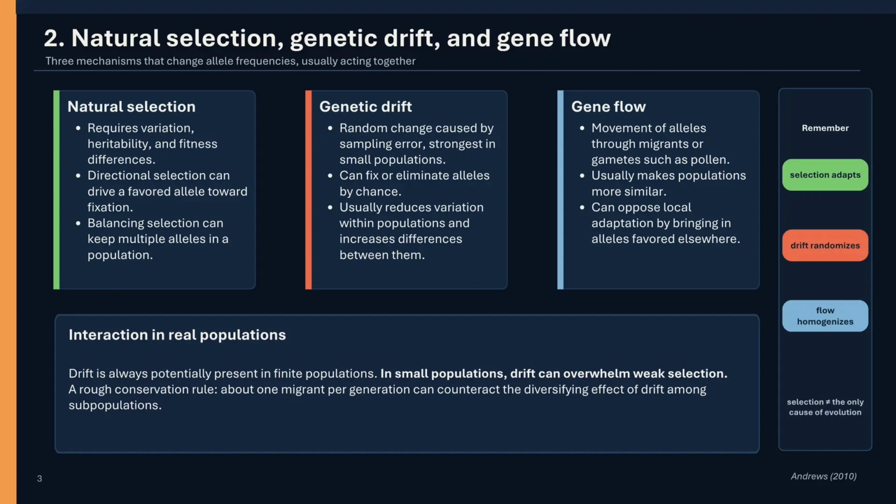Gene flow is the movement of genes into or out of a population. It can happen through the migration of organisms or a movement of gametes, as in pollen. Gene flow usually makes populations more genetically similar to each other. When gene flow is limited, populations can diverge more through selection and drift, which can contribute to speciation over time.